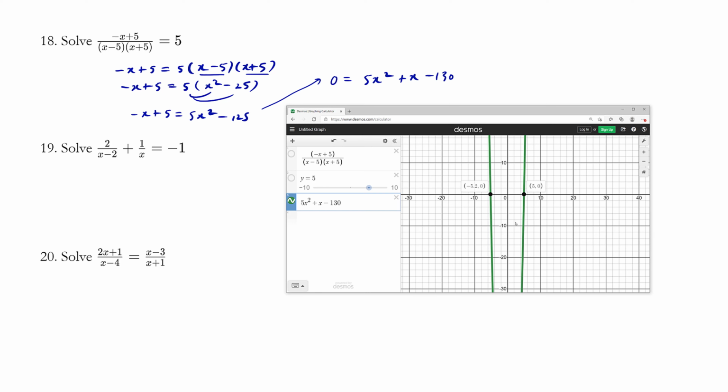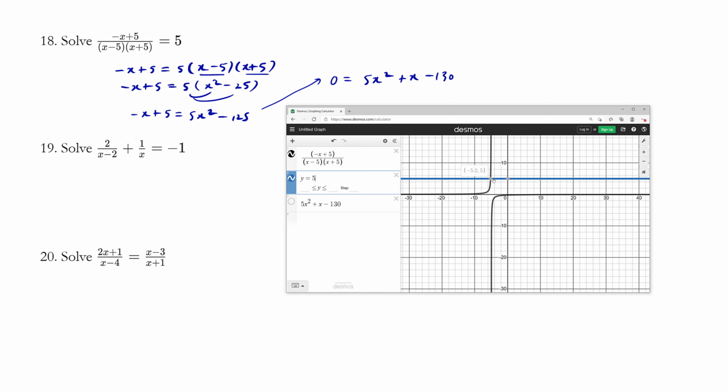Now, it's very important that you reject extraneous roots. We could use a quadratic formula to get this answer, but if you actually graph the original question, negative x plus 5 divided by this business here, looks like this, and y equals 5, which is the right-hand side, the only true solution is x equals negative 5.2. So we need to reject 5.